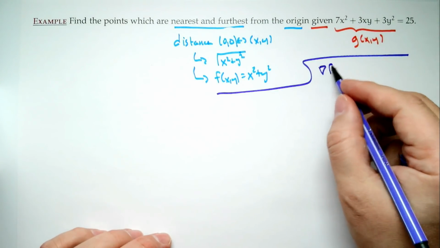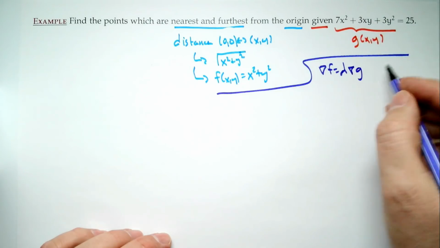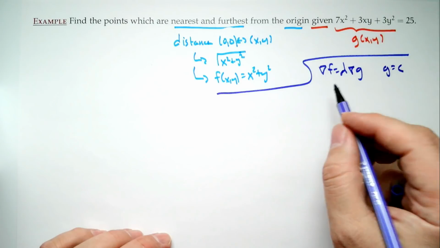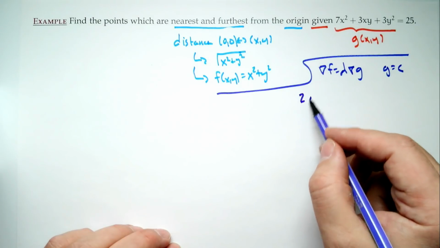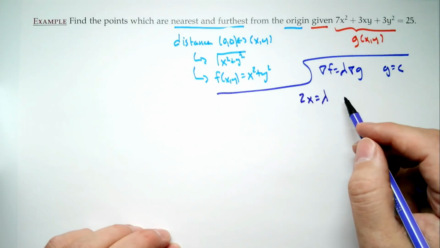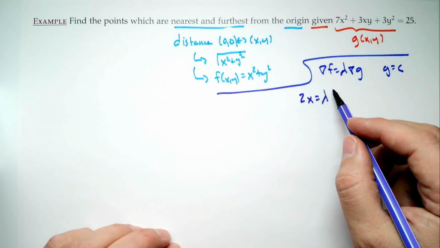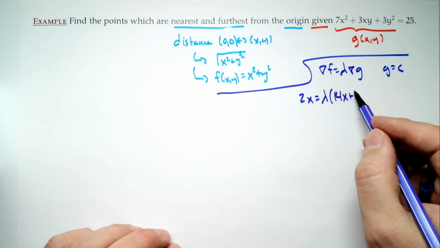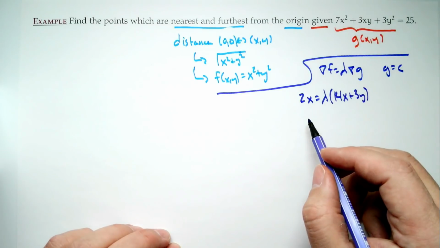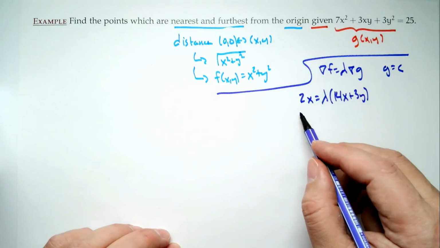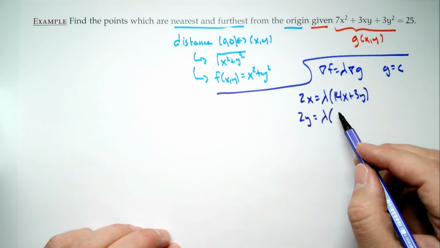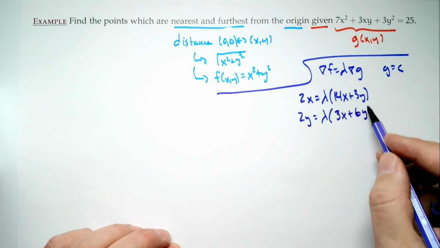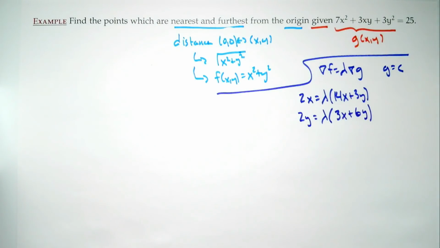So gradient of f equals lambda gradient of g, and our constraint g equals c. So let's set it up. What is f sub x? 2x. Equals lambda. What's g sub x? 14x plus 3y. Okay, f sub y, 2y, equals lambda g sub y, 3x plus 6y.